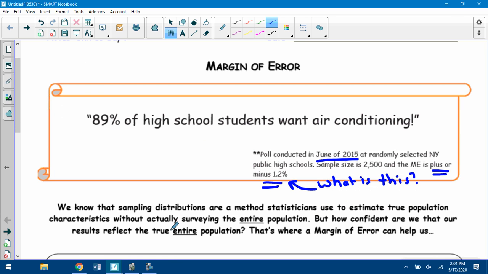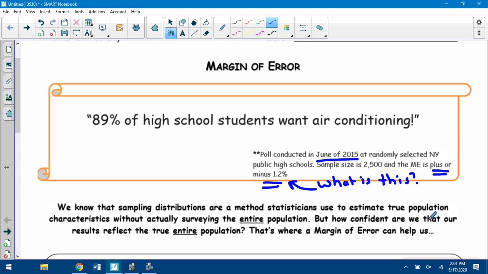But what we've been seeing the last few days, we know that sampling distributions are a method that statisticians use to estimate true population characteristics without surveying the entire population. Okay, so the entire population of New York high schoolers weren't asked this question. It was a small random sample, 2,500. 2,500 is relatively small if you think about all the high schoolers in New York State. But they're claiming that 89% of high school students want air conditioning. They're claiming something about the entire population characteristic here based off of their sample. And they probably used a sampling distribution to do it.